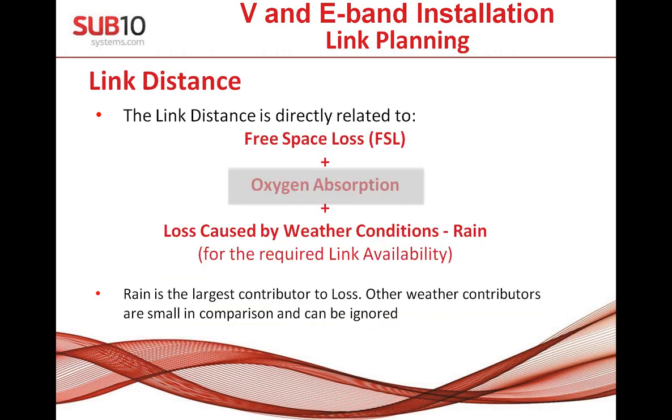If you look at the formula, what you need to know is free space loss, which is related to the frequency used and the distance. Oxygen absorption is partially gray. It's important for V-band, because you have to check what the absorption level is for V-band. In E-band it's not so critical, but rain is again the enemy, and has to be calculated for both V-band and E-band systems.